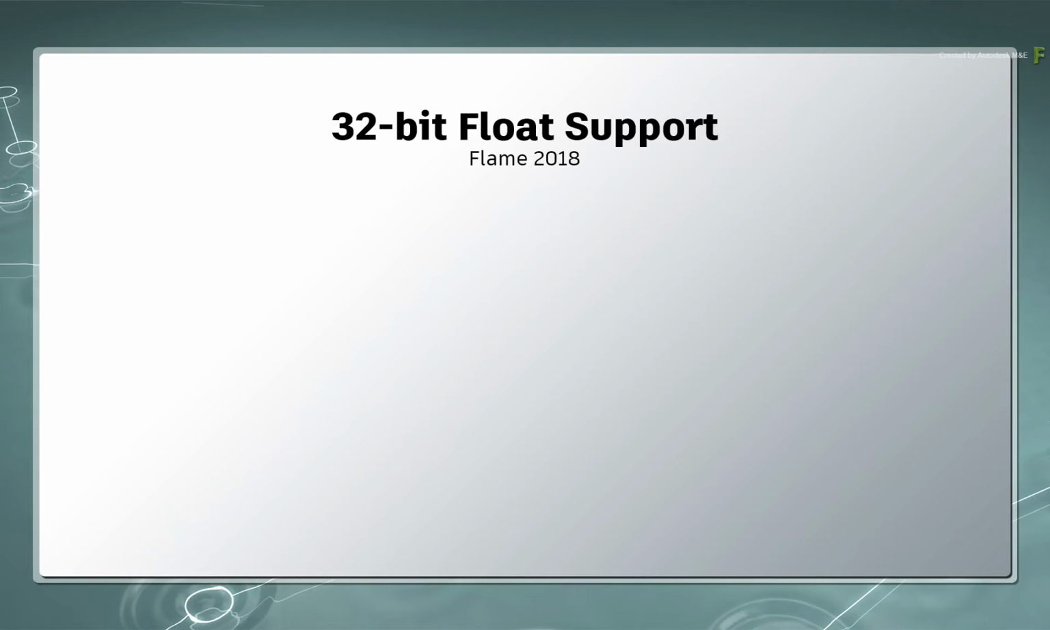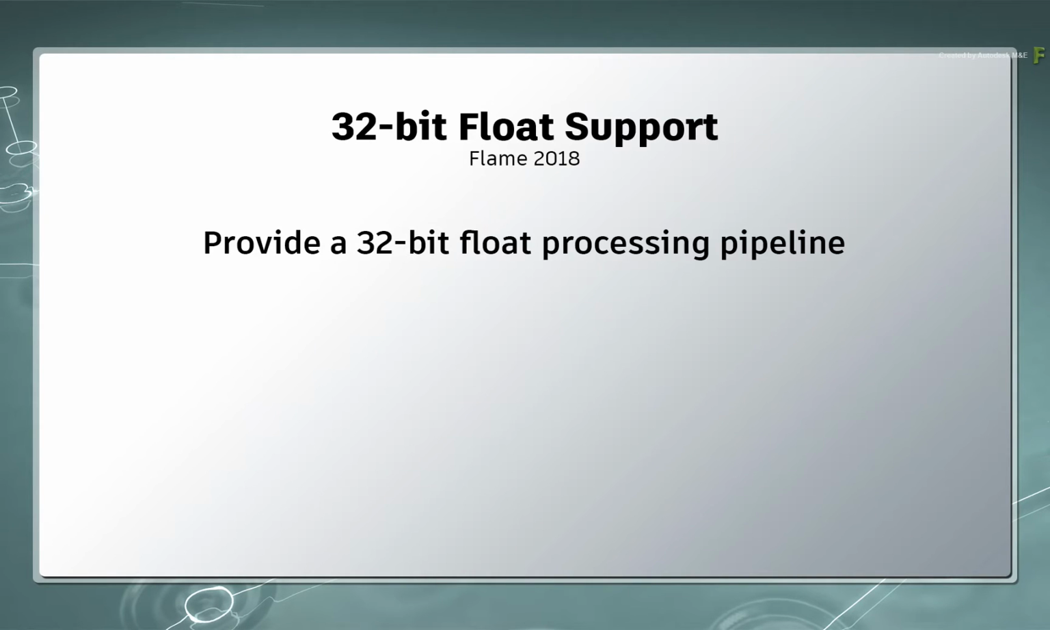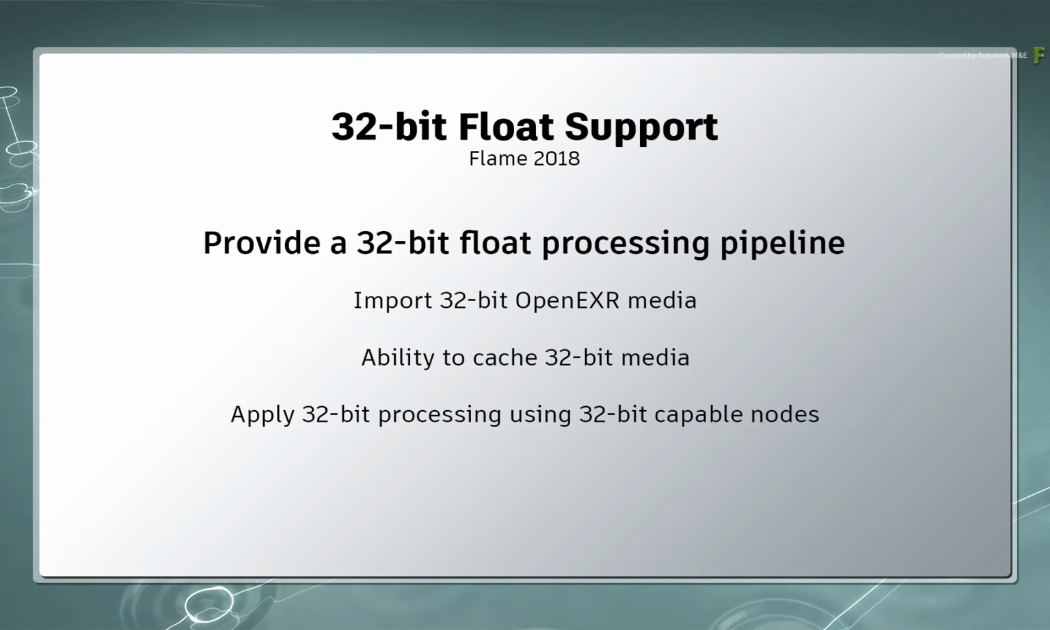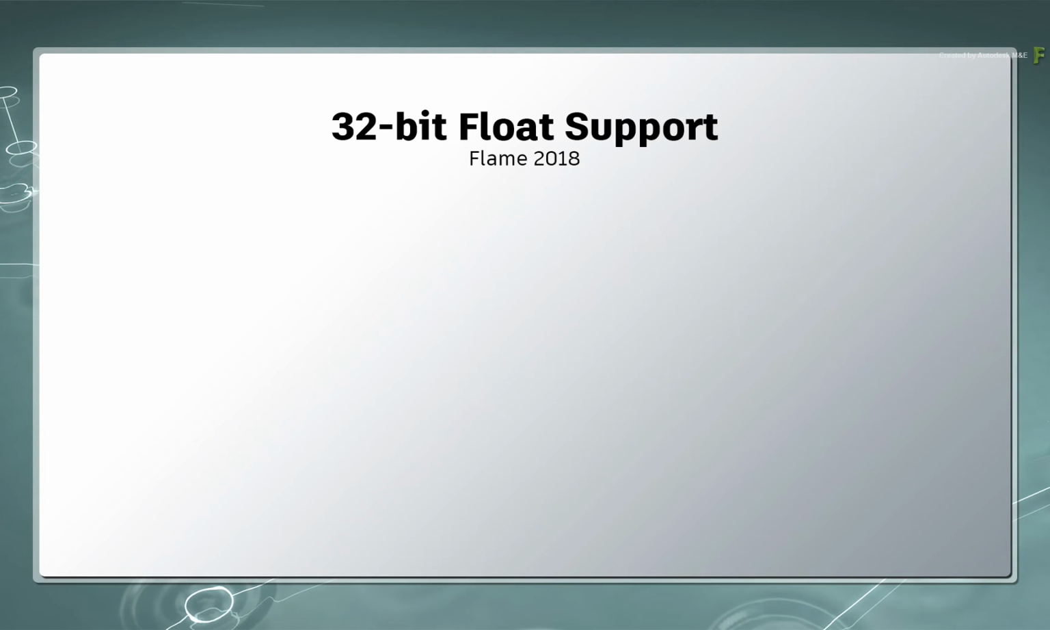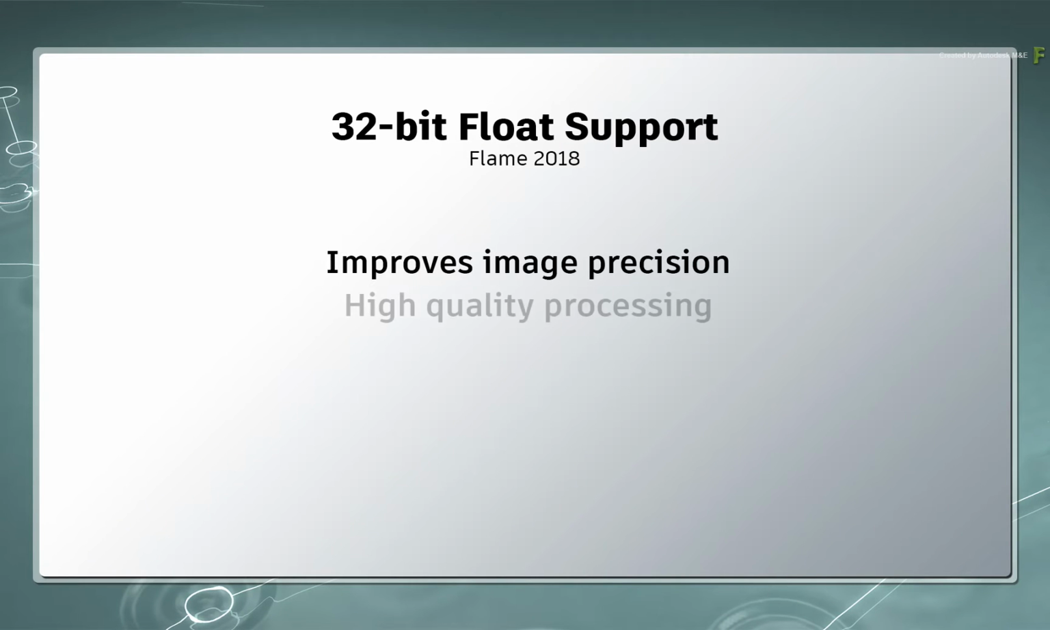With the release of Flame 2018, we have started to introduce 32-bit float support throughout the Flame products. The main reason for this is to provide a 32-bit float processing pipeline which includes support for 32-bit data parsers. So this allows you to import 32-bit OpenEXRs, which can be cached as well as processed at 32-bit through specific nodes. And finally, as you output an archive, you can also retain the full 32-bit float quality. This ultimately improves image precision and processing using various high-quality media.